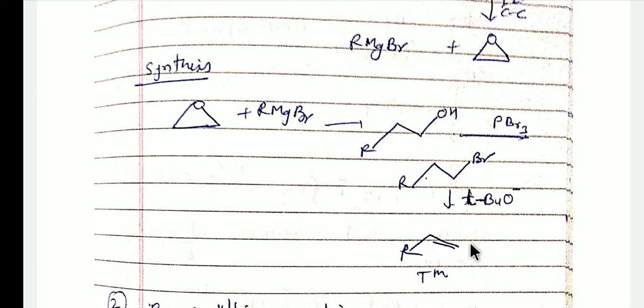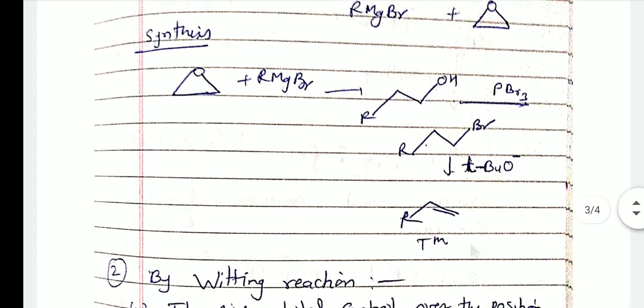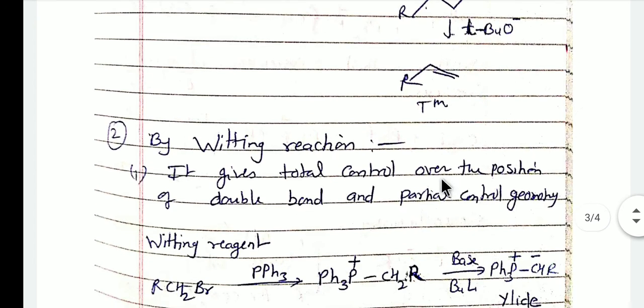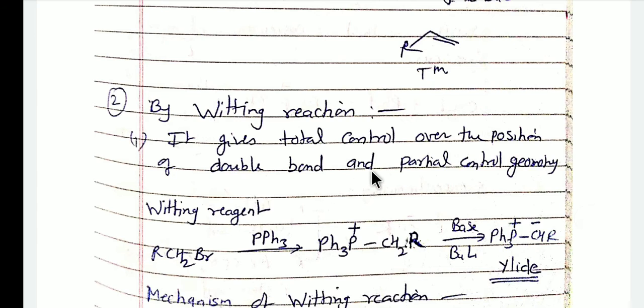So we can easily synthesize these alkenes. Now the alkenes can also be synthesized by the Wittig reaction. One reaction, number one, is the dehydration of alcohol and alcohol derivatives, but the second reaction by which the alkene can be synthesized is the Wittig reaction. This reaction gives total control over the position of the double bond and partial control over geometry. So by the Wittig reaction we can easily synthesize the alkene.